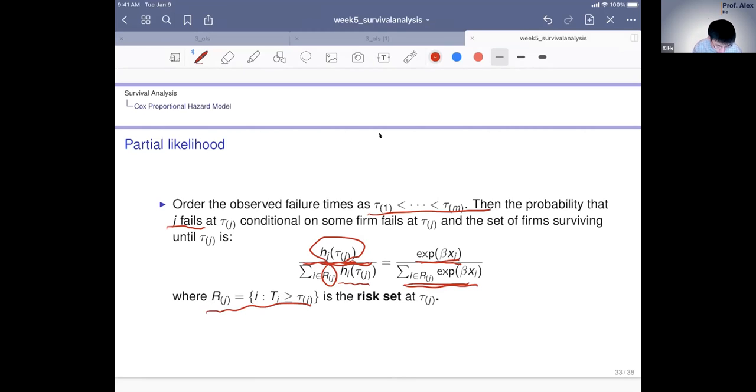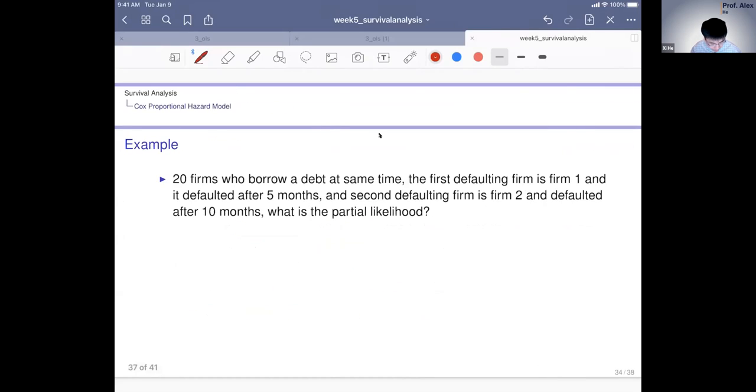Yeah, so this RJ here is the risk set. That's the same idea as the Kaplan-Meier method we just talked about. Okay, so let's just do another example here.